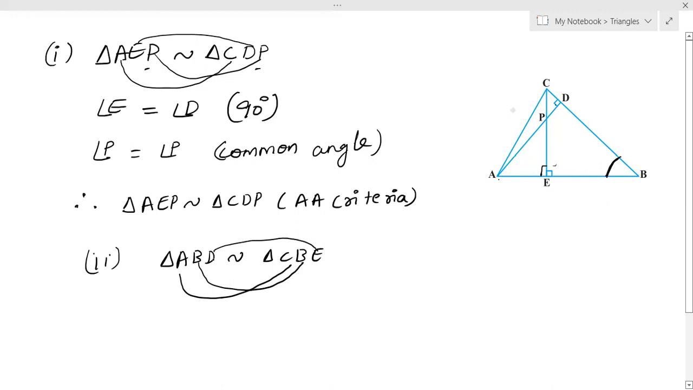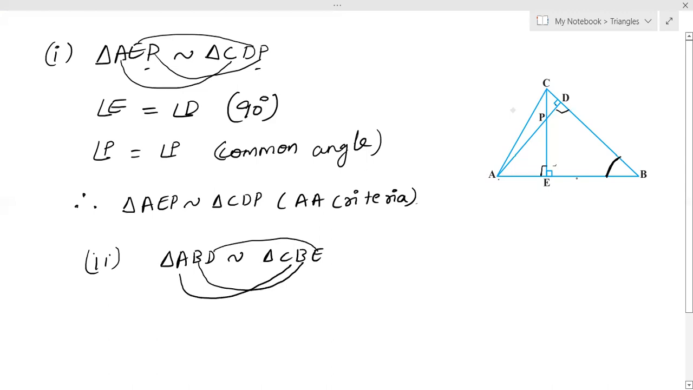This is very easy. Angle D and angle E are equal because both are 90 degrees. What is D over here? 90 degrees. And what is E over here? 90 degrees. So angle D is equal to angle E, 90 degrees. One is done. One more angle. The middle alphabet, B is equal to B. Why? Because this belongs to both the triangles, so it is a common angle. Therefore, the two triangles are similar using AA criteria.